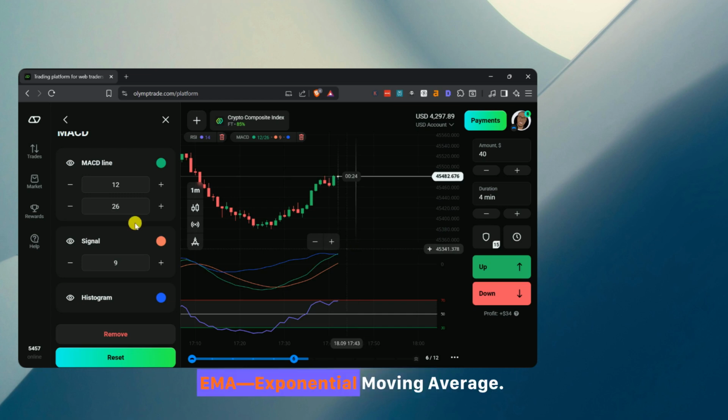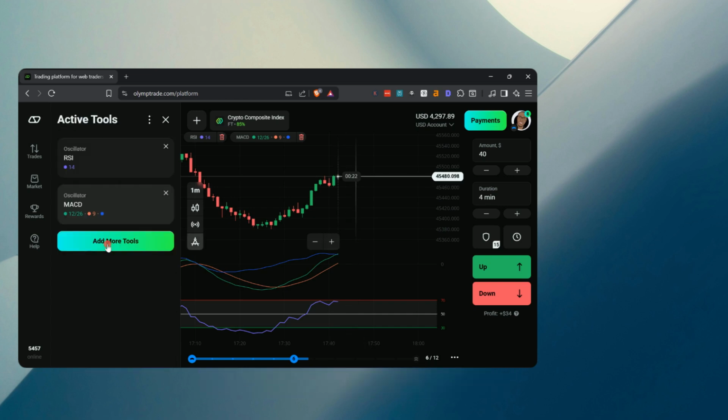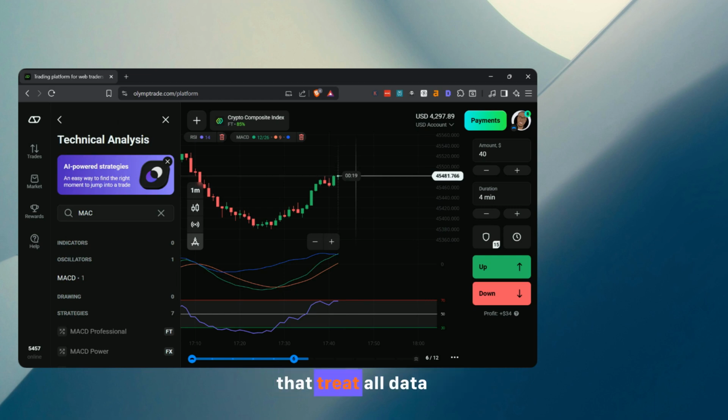Now let's talk about EMA, Exponential Moving Average. Unlike simple moving averages that treat all data equally, EMA gives more weight to recent price action. This makes it way more responsive to current market conditions.